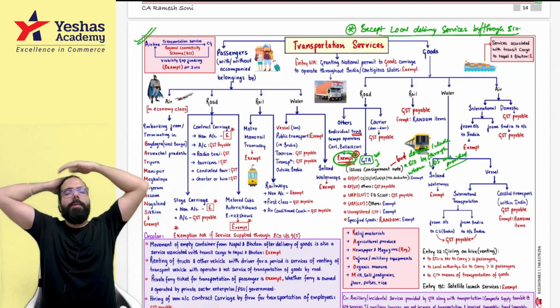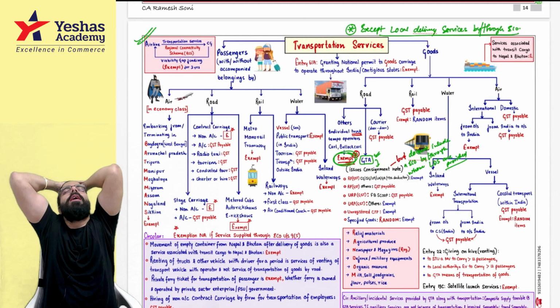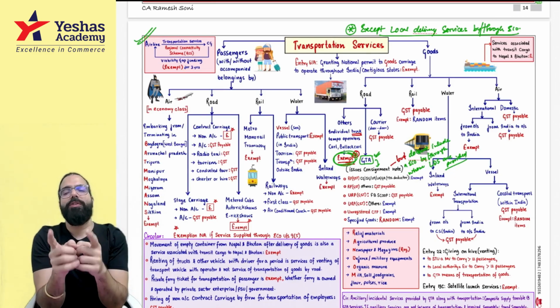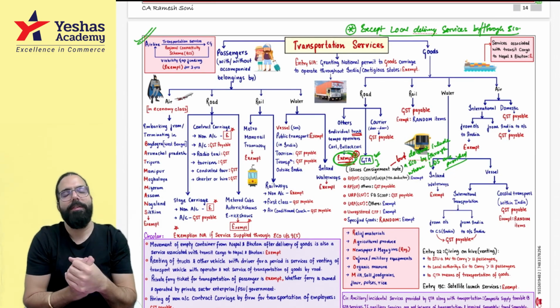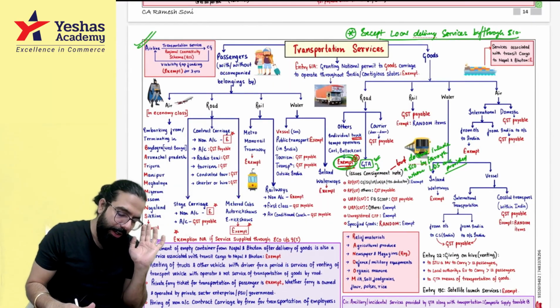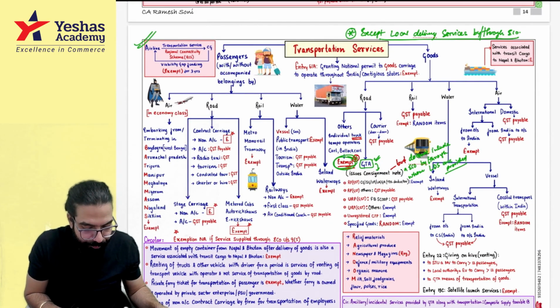GTA does not include a person providing local delivery service. Second, individual truck operators, etc., are exempted, but not when they are providing the services through e-commerce. The e-commerce operator will pay the GST. Okay, sir. This point is clear. Local delivery service, simple as that. In section 9(5), this got added.